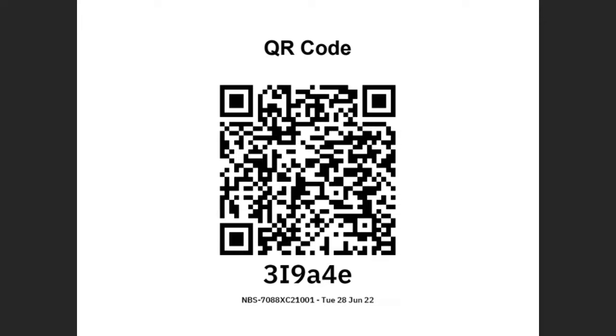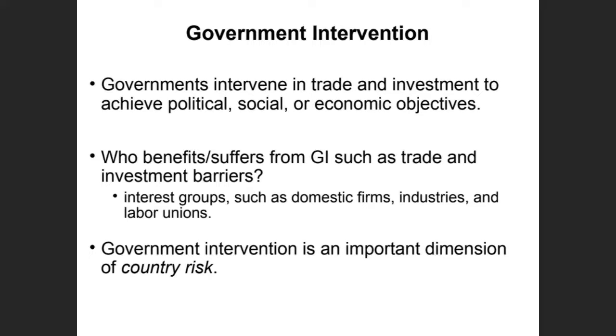All right, so governments intervene in international business to achieve social, political, and economic objectives, such as attracting FDI to increase job creation and promote GDP economic growth. For example, most countries' governments prohibit the export of plutonium and similar products to North Korea because they can be used to make nuclear weapons. So this is for security purposes.